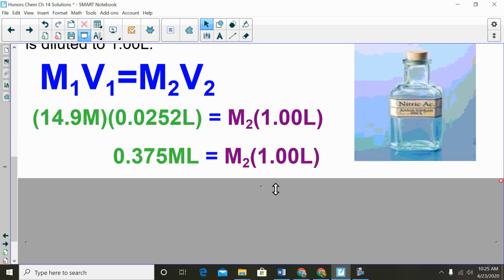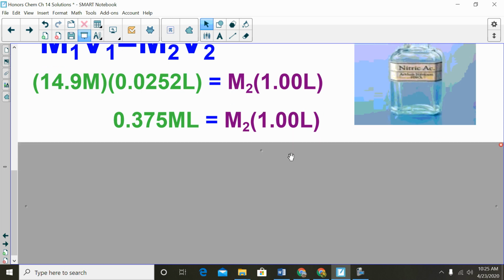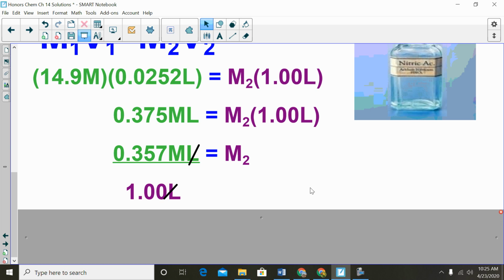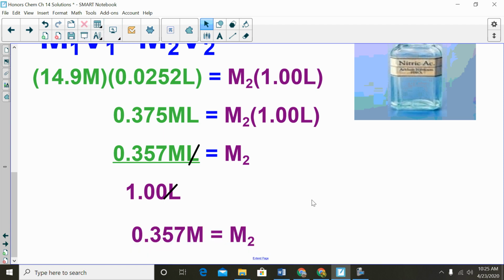So the math remains the same, right? You multiply on the left, 14.9 times 0.0252 liter. M and L, that's not milliliter, that's molarity times liter. And I'm keeping my significant figures, right? 3 here and 3 here. And then this side does not change. Now I'm trying to get M2 by itself, that's my new molarity. So this is a nice calculation. So you're just dividing it by 1. But I put this up here so that you could see how the units cancel out. So liter and liter cancels because I'm looking for molarity.